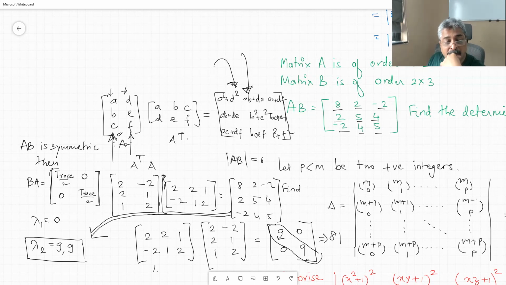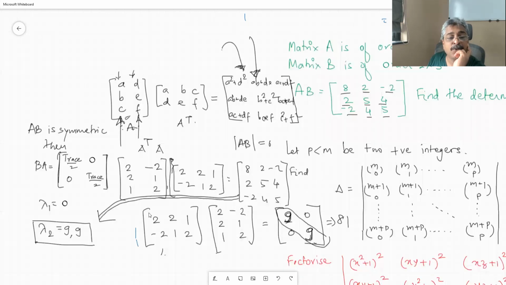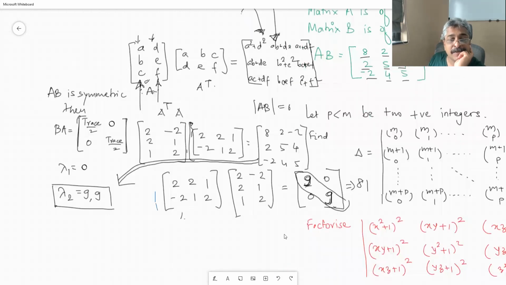I think this Microsoft whiteboard is gone. Anyway. Okay, so that is the answer. 9 into 9 is 18.